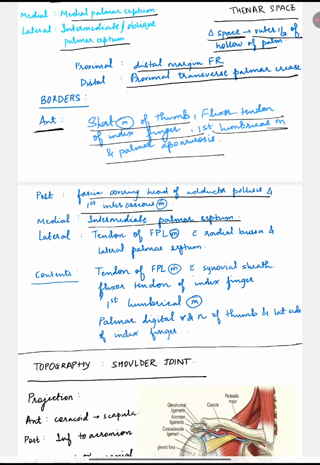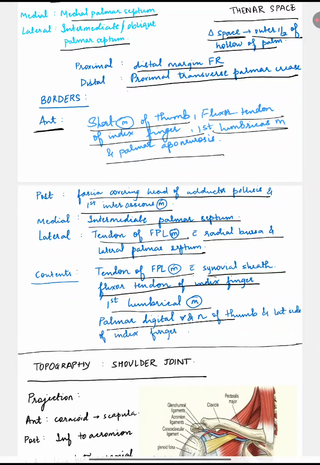Medially, the intermediate palmar septum, and laterally the tendon of flexor pollicis longus muscle with the radial bursa and lateral palmar septum. Contents are the tendon of flexor pollicis longus muscle with synovial sheath, flexor tendon of the index finger, first lumbrical muscle, and palmar digital vein and nerve of the thumb and lateral side of the index finger.